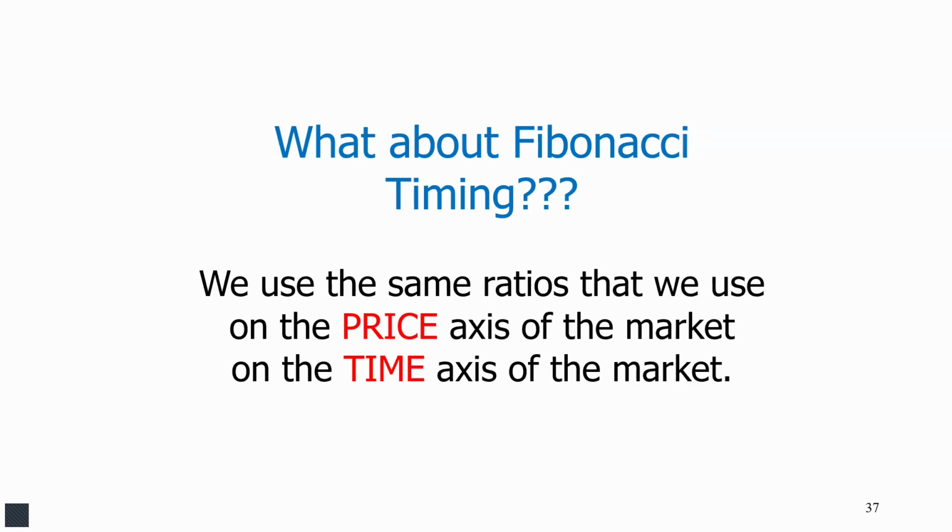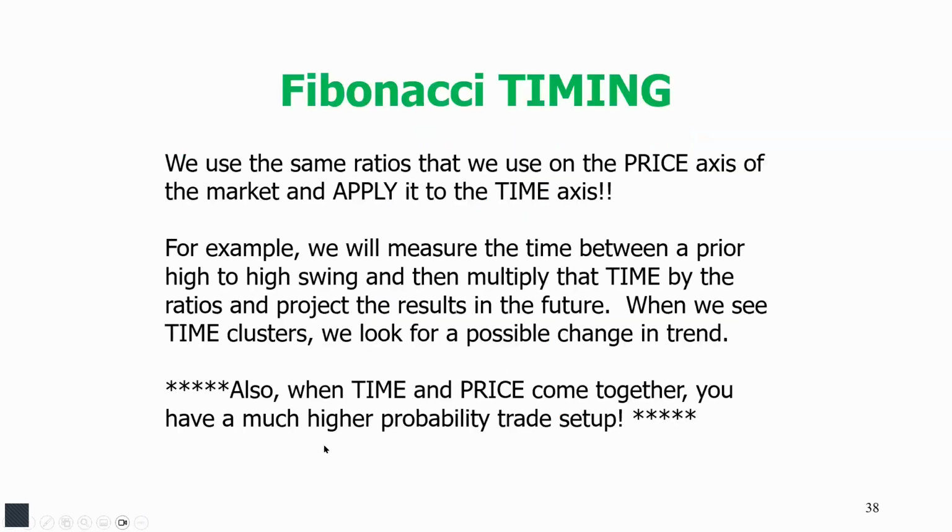So for timing, we use the same ratios that we use on the price axis of the market on the time axis of the market. For example, we're going to measure the time between a prior high to high swing, and then multiply that time by the ratios and project the results into the future. When we see time clusters, which would be the coincidence of at least 3 or more timing parameters, we look for a possible change in trend.